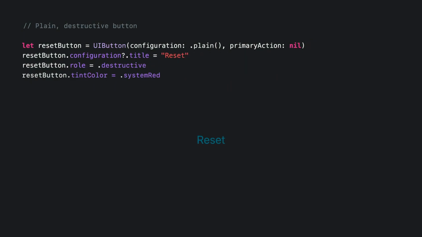Now to configure the Reset button. I can use the plain configuration to get the borderless appearance. This configuration looks very similar to the iPadOS appearance. I'll set the button's role to destructive, which tells the system to do some event handling that prevents accidentally triggering its action, and set its tint color to a system red. That's it for that button.